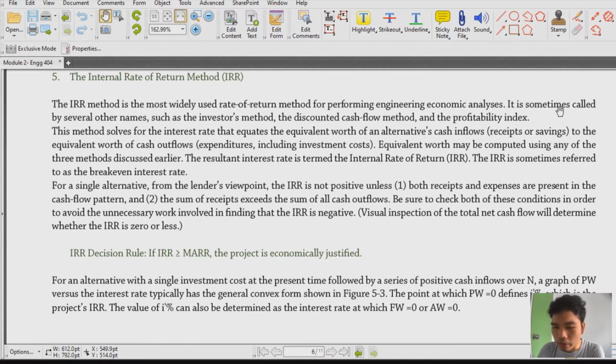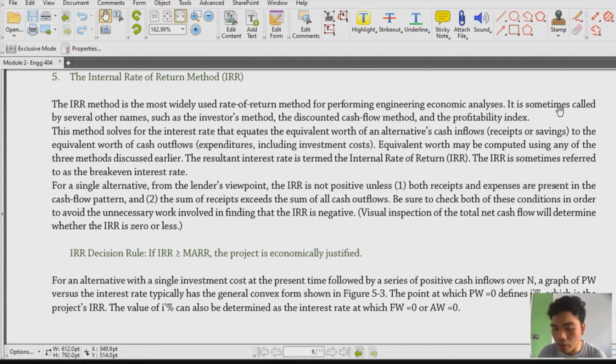So in short, the assumption that we do here is that if the present worth is 0, or the annual worth is 0, or the future worth is 0, then that means we can compute for the value of I, and then that I, upon comparison with MARR, then we can just tell if this project is economically justifiable or not. Now, unlike dun sa three previously mentioned rules, na we have to remember wherein if PW or AW or FW is greater than 0, we could say that the project or the proposal is economically justified.